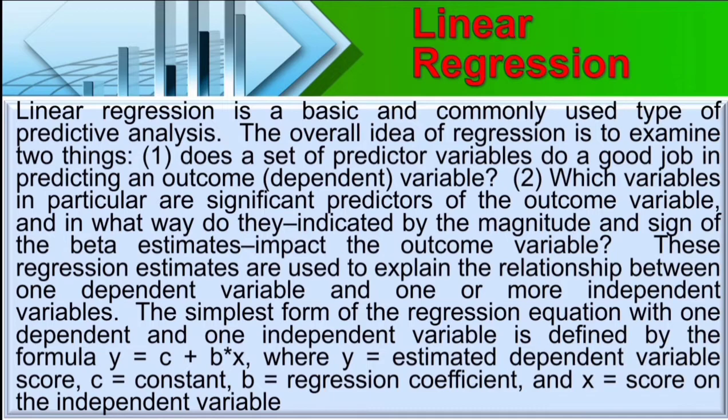These regression estimates are used to explain the relationship between one dependent variable and one or more independent variables. The simplest form of the regression equation with one dependent and one independent variable is defined by the formula y is equal to c plus b into x, where y is equal to the estimated dependent variable, c is equal to the constant, b is equal to the regression coefficient and x is equal to the score on the independent variable.